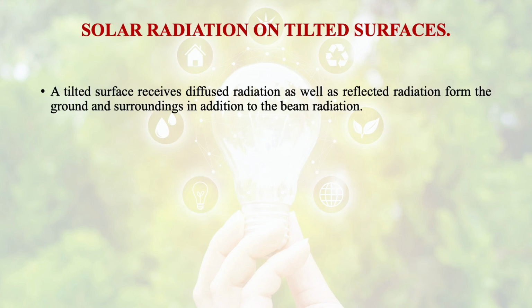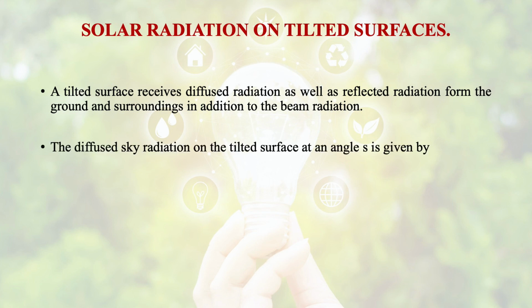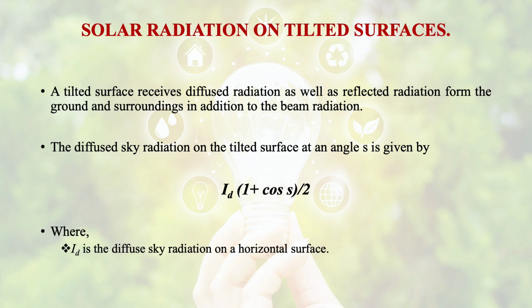If we talk about the tilted surface, it receives diffuse radiation as well as radiation reflected from the ground and surroundings, in addition to the beam radiation. The diffuse sky radiation on the tilted surface is given by ID equal to (1 plus cos S) by 2, where ID is the diffuse sky radiation on the tilted surface and S is the angle by which it is tilted.